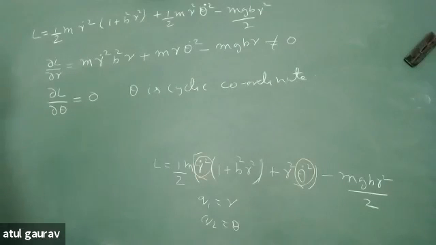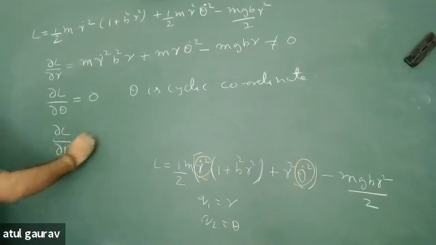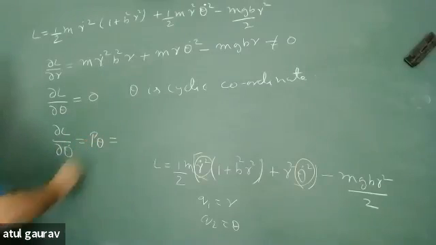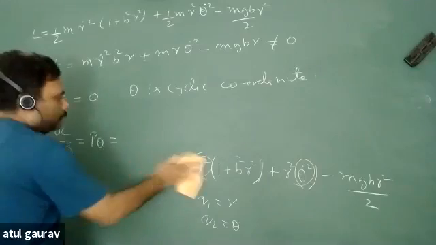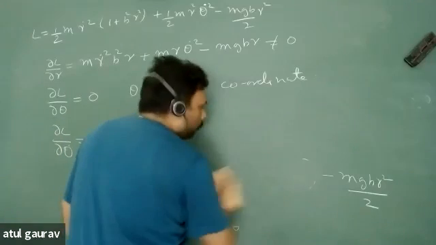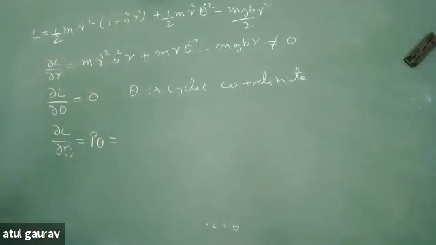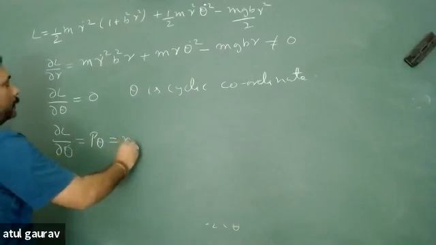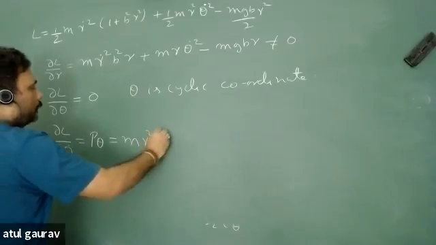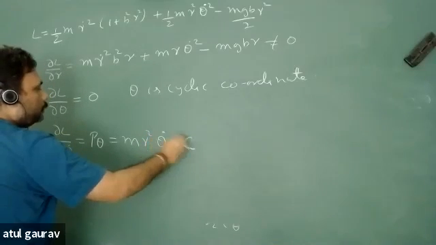So if θ is a cyclic coordinate, then which quantity is conserved? Then you have to go for ∂L/∂θ̇, which is equal to p_θ. And what is this p_θ? p_θ is nothing but angular momentum. And in which direction? Again, it is z direction angular momentum, because we are writing in cylindrical coordinates. p_θ is m r² θ̇, which is constant.